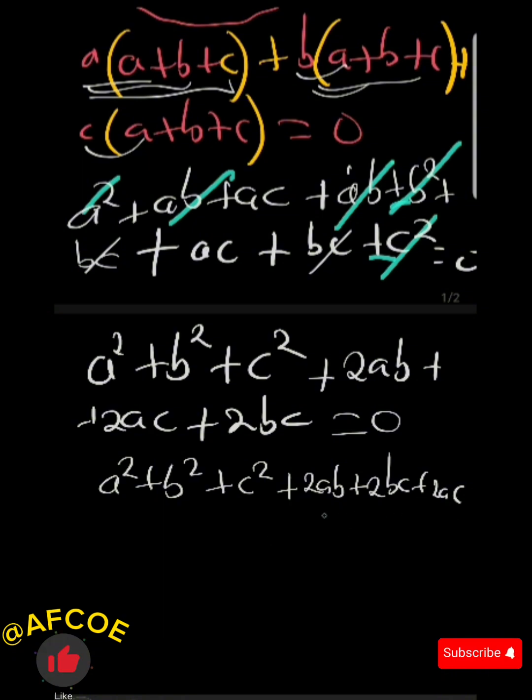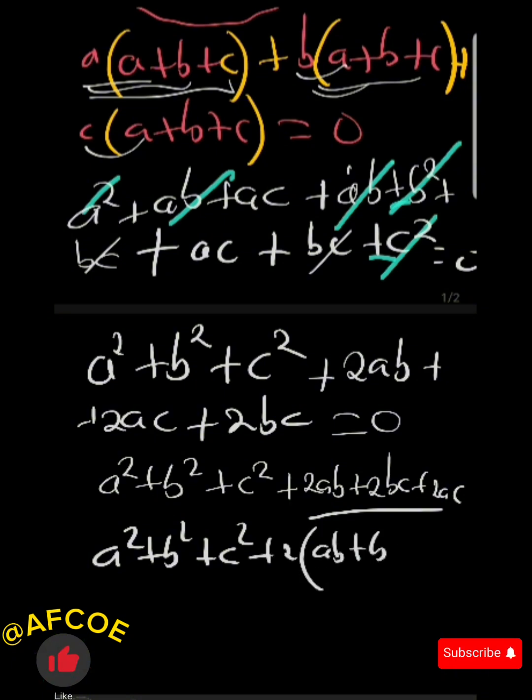So we now can factor out 2 here, since we need the 2 to already have our 2. So we have a squared plus b squared plus c squared plus 2 into ab plus bc plus ac. Oops, there is equals to 0 here, equals 0.